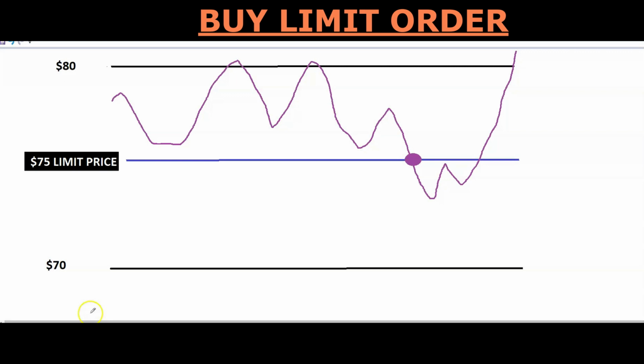Now do take note that with a buy limit order, you could actually end up buying your security at a much cheaper price than the actual buy limit price that you specified. This would occur in a situation where there's a gap down in price or in a very volatile market.